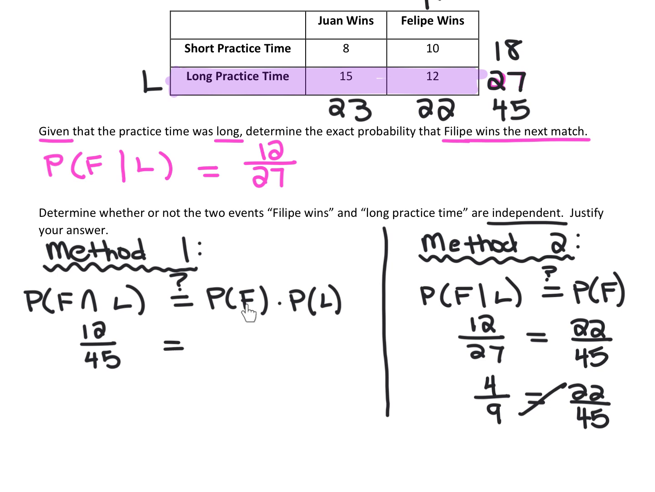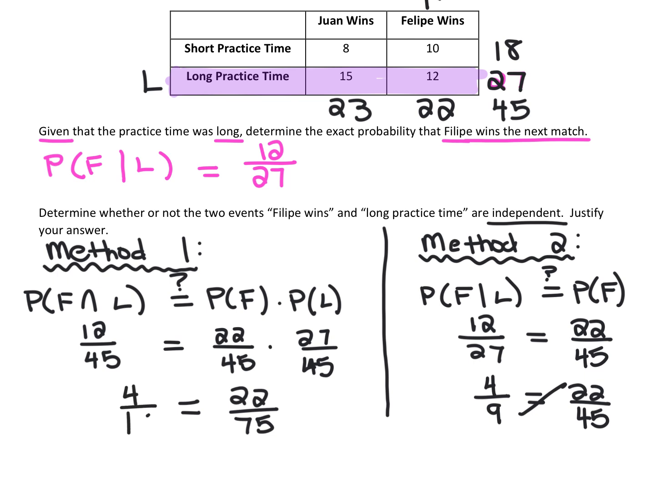And then over here, the probability that Felipe wins, well, Felipe wins 22 times out of 45. And then times the probability of a long practice, well, there's 27 long practices out of the 45. Okay, so if we multiply together 22 over 45 and 27 over 45 in simplest form, that is 22 over 75. Whereas this simplifies to 4 over 15.